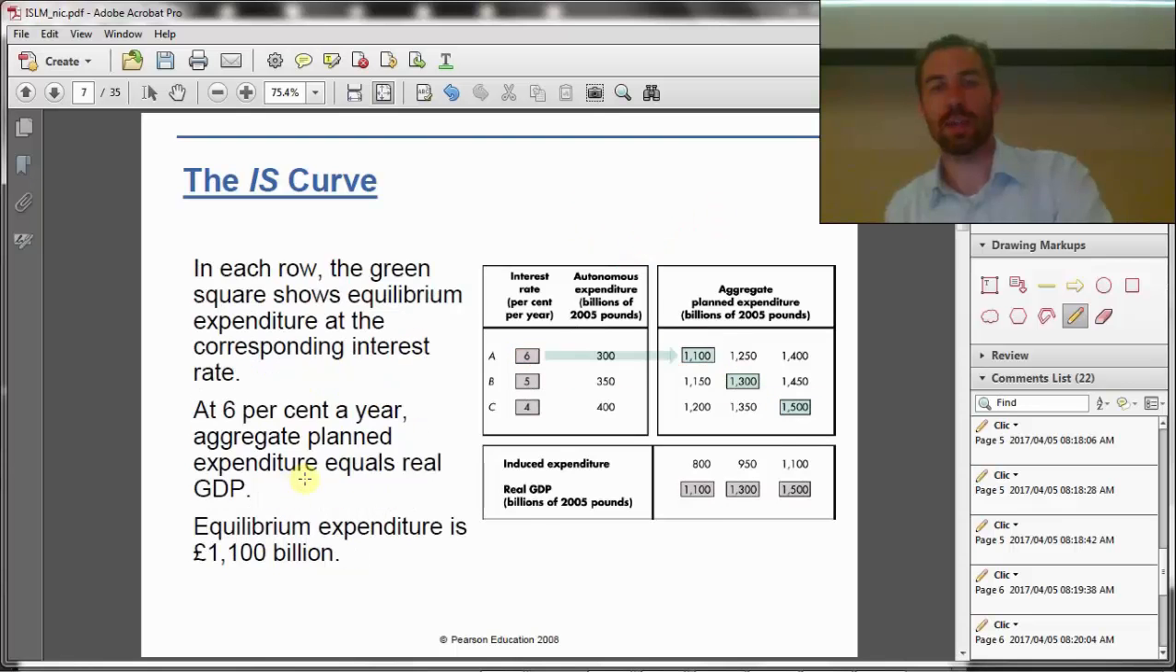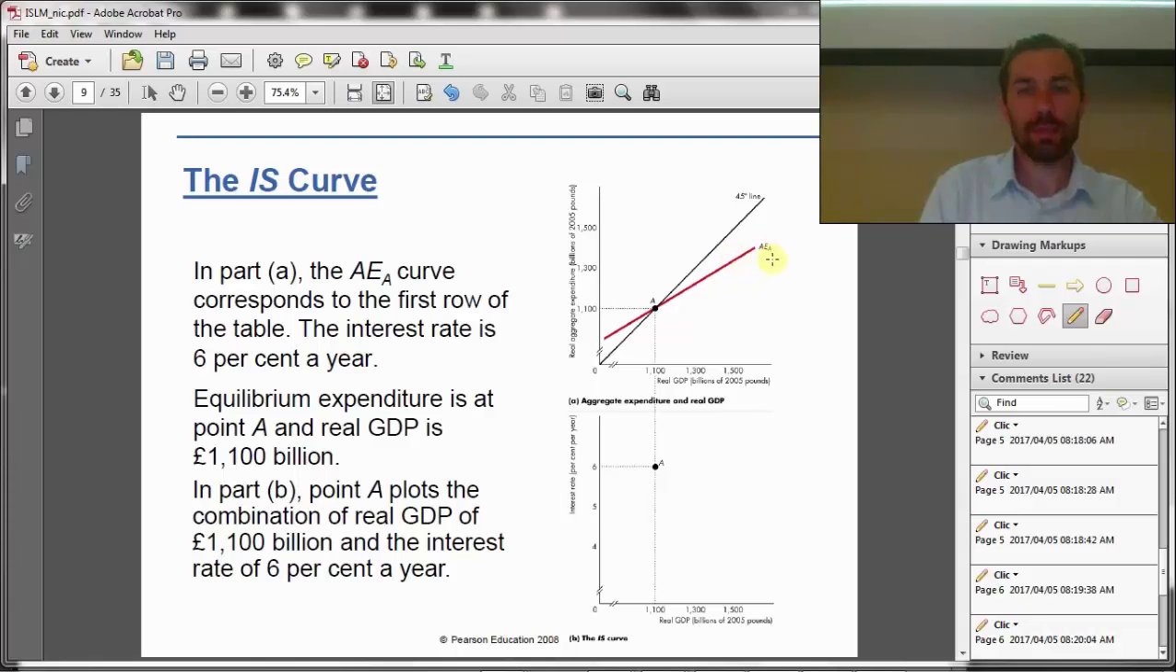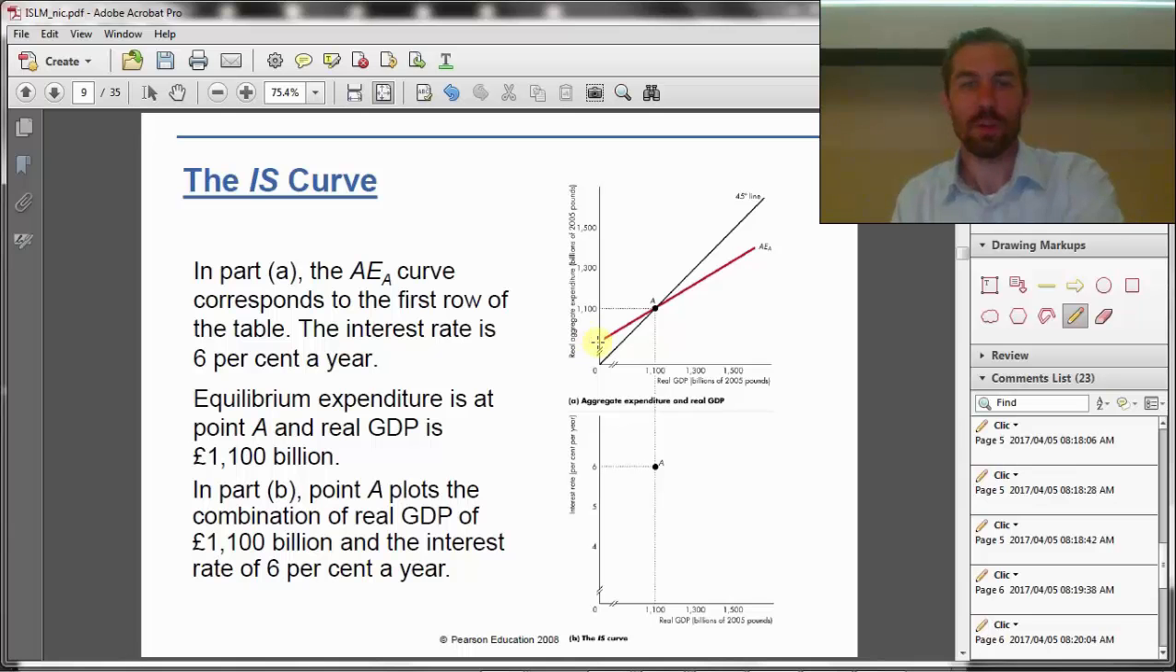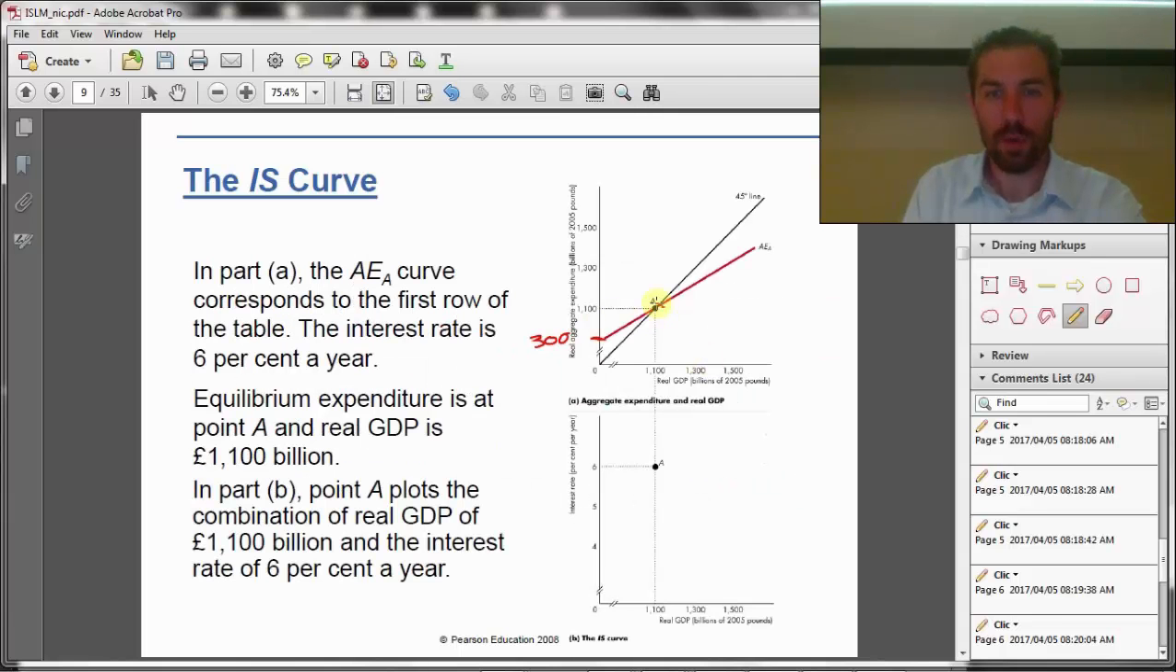What does this look like as a diagram? Here we go. In part A, the aggregate expenditure curve AE_A corresponds to the first row of that table. Okay, so here's A. Autonomous expenditure is 300. So we're saying that we've got some level of expenditure, 300. Our aggregate planned expenditure at equilibrium is 1,100. Here's our equilibrium level, 1,100.